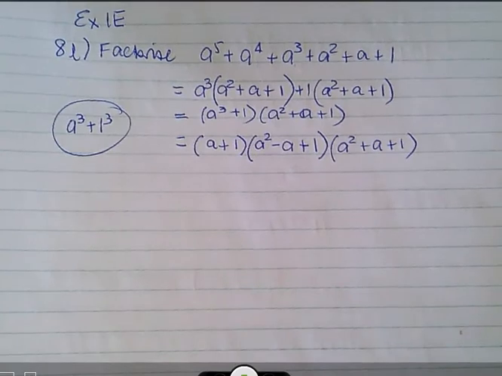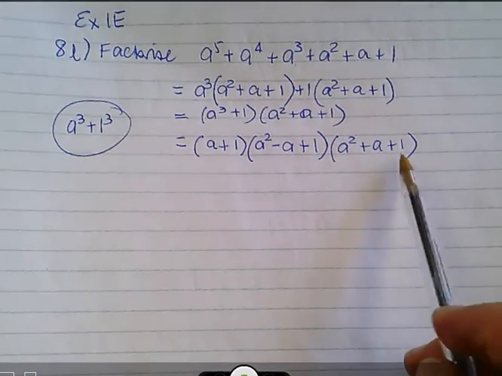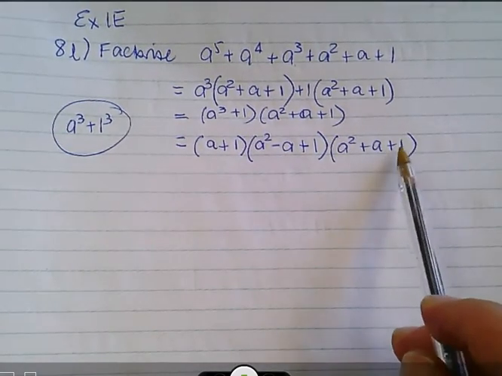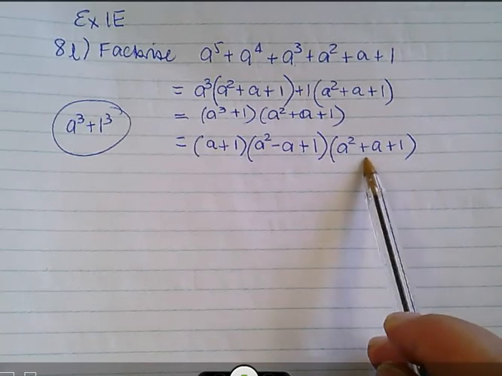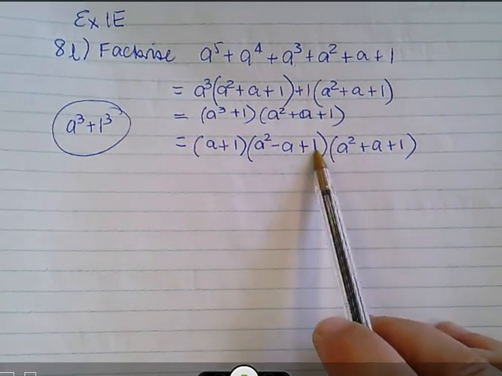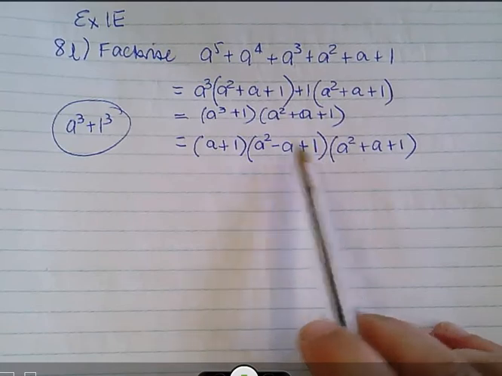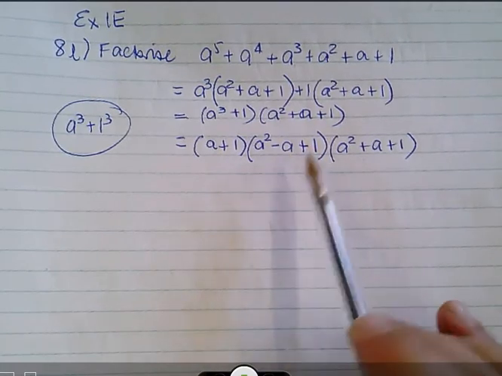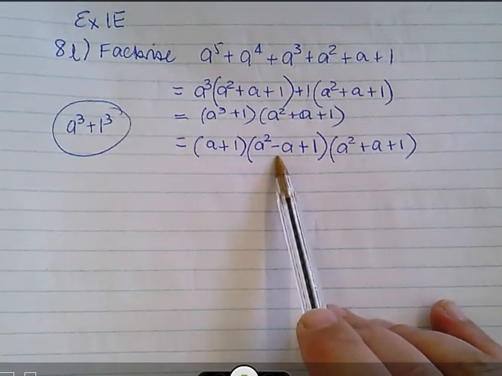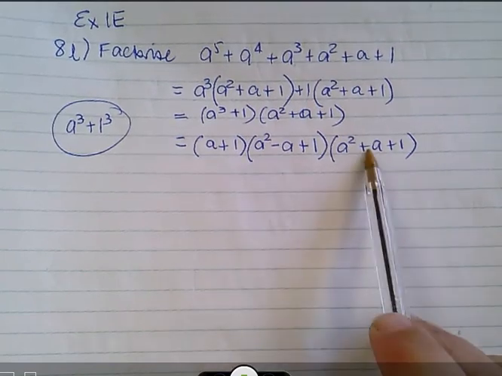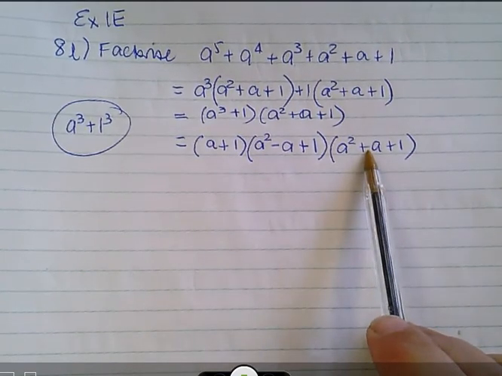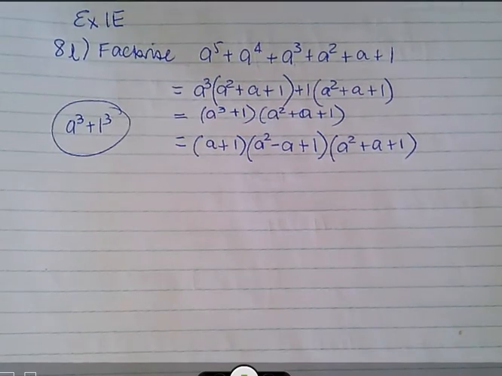And I think that's fully factorized. Because I can't think of 2 numbers that multiply to give 1 but add up to give 1. And I can't think of 2 numbers that multiply to give 1 but add up to give negative 1. This middle here would have to be a minus 2, or this would have to be a plus 2 to factorize it. You can't. Okay?